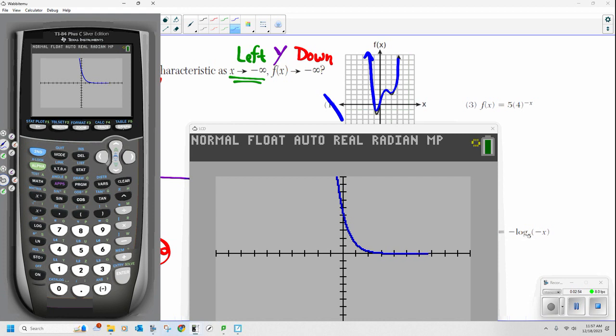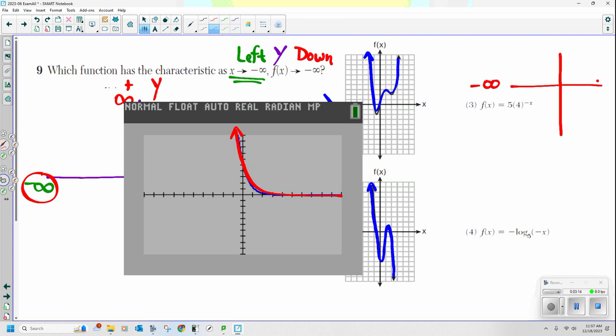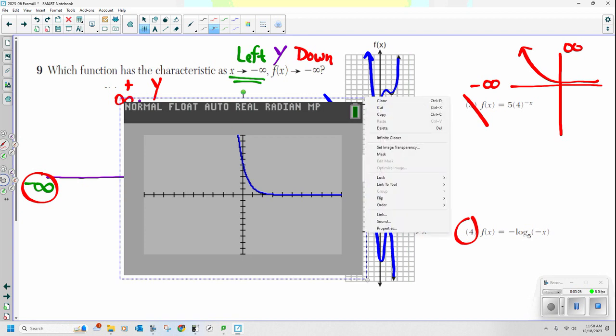Well, no. If I look at choice 3 here, as I go from the right side to the left side, I go up forever. So this graph, as it goes to negative infinity, goes up to positive infinity. It doesn't go down. It's not 3. By default, it's 4.